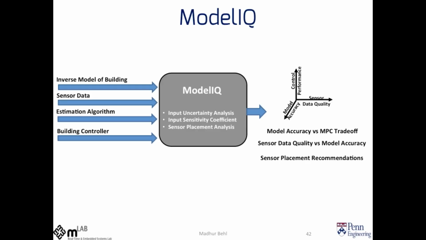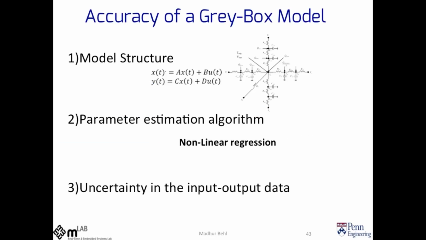And when you provide this information, it spits out the trade-offs between data quality, model accuracy, and control that I just mentioned. And the way it does that is using something called input uncertainty analysis, which has a very simple but effective idea. If you think about it, the accuracy of a gray box model depends primarily upon three factors. It depends upon the structure of the model itself and how well it can represent reality. It depends upon the performance of the estimation algorithm to identify the parameters from data. And lastly, it depends upon the quality of the input-output data itself.